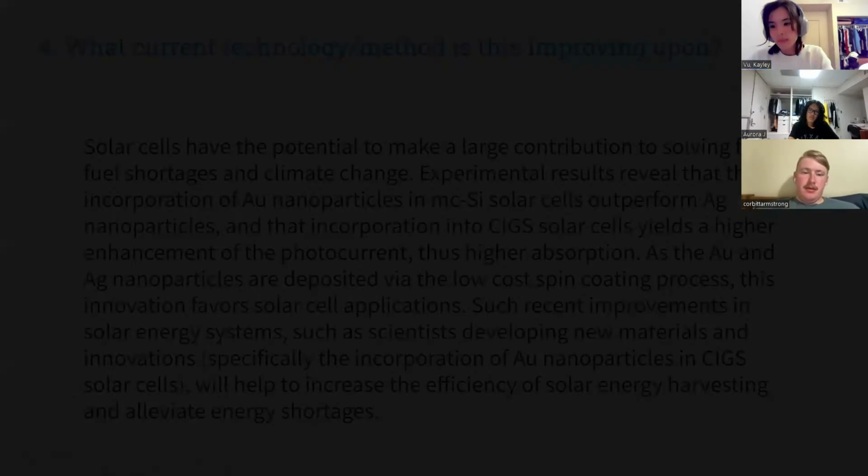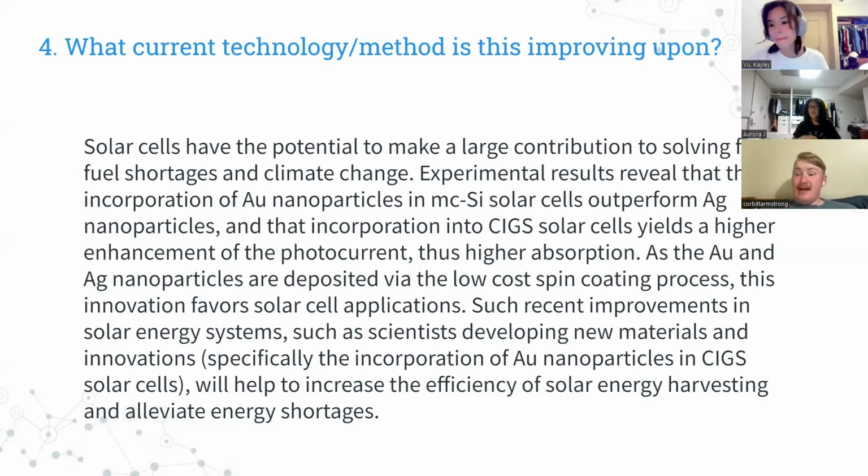Yeah, so then moving on to the last question, which is what current technology or method or process is this new process improving upon? And so currently we have solar cells all over the place, bringing in solar energy to try and fight climate change through growing the share of renewable energy that we have. And solar cells have the potential to make a large contribution to solving the fossil fuel shortage problem, as well as making a dent in climate change.